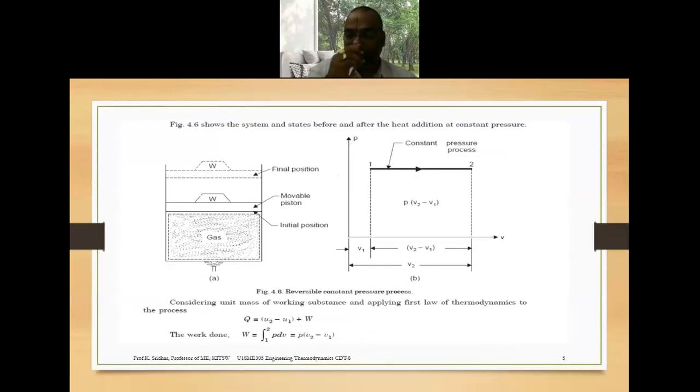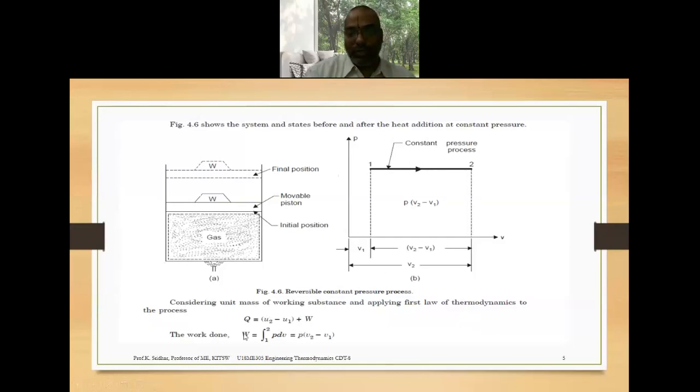Similarly, now, how can we represent the constant pressure process on the PV diagram? On the PV diagram you can see here that the horizontal line represents a constant pressure process. You can take any point on this 1 to 2 line, and all the molecules have the same pressure. That's why the horizontal line on the PV diagram represents a constant pressure process.